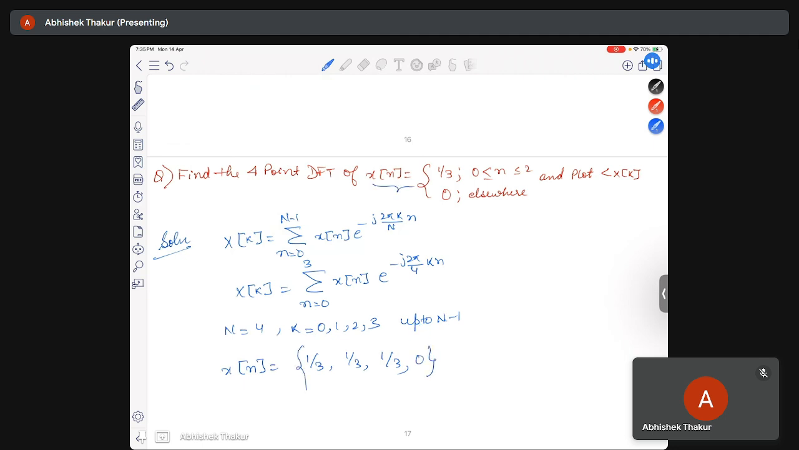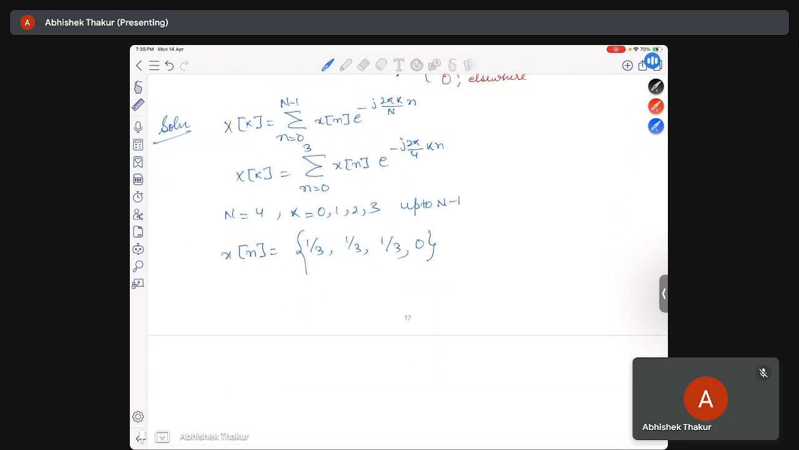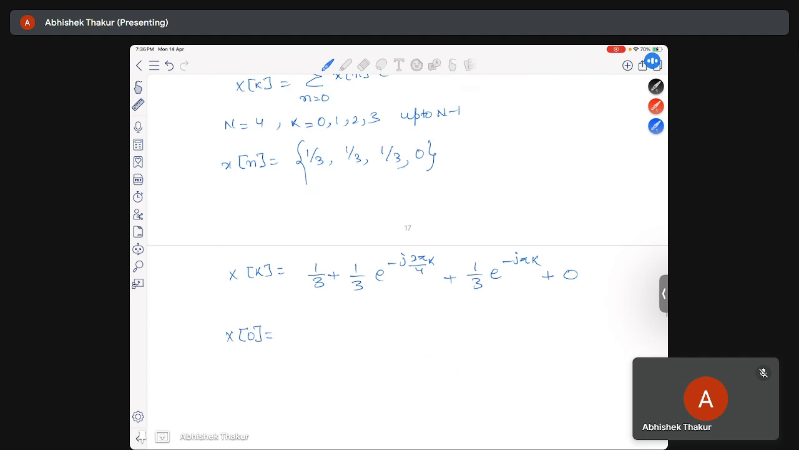From here we can derive that x of n is given like this. Now we have to find our X of k. First we substitute n equal to 0, so that will become 1 by 3, plus 1 by 3 e to the power of minus j 2 pi by 4 k for n equal to 1. Then for n equal to 2, it will become 1 by 3 e to the power of minus j pi k. And for n equal to 3, it will become 0. So what is our X of 0? X of 0 will be 1 by 3 plus 1 by 3 plus 1 by 3. This will be 1 with angle 0 degrees. X of 1, what will it become?